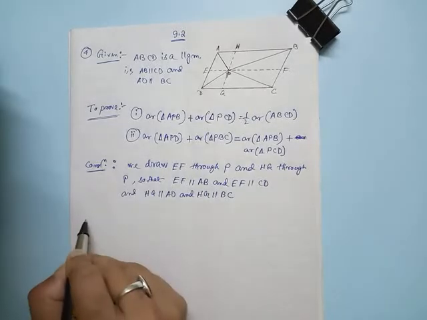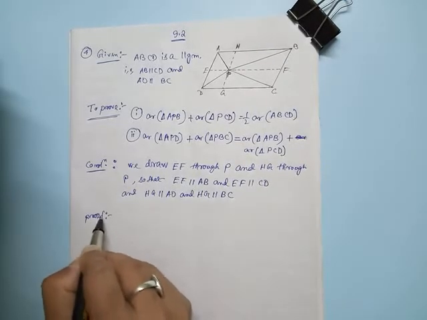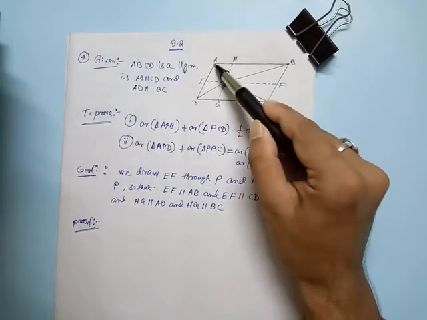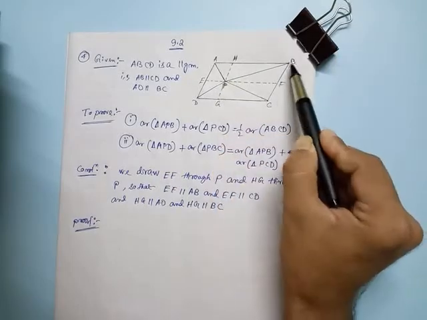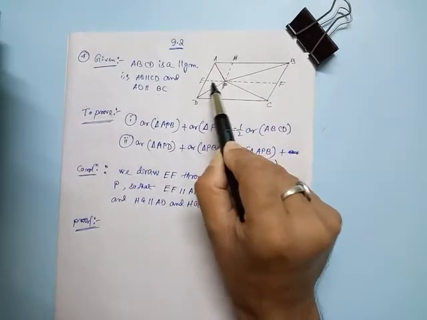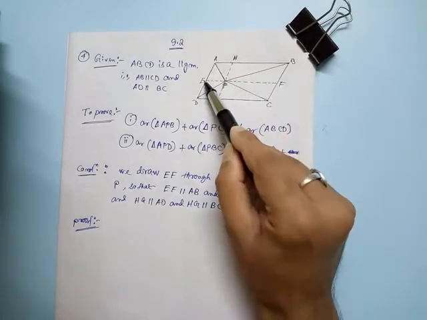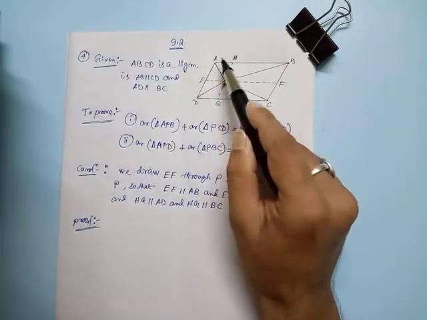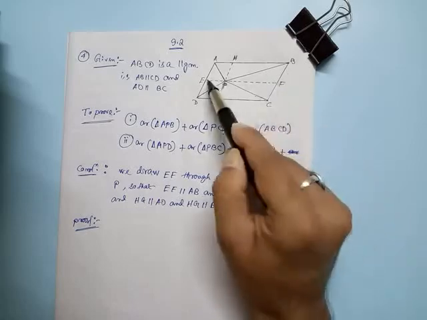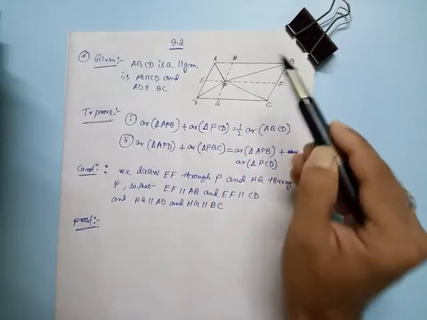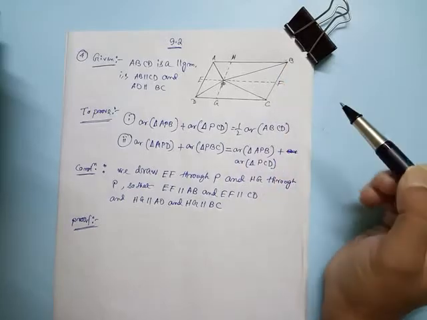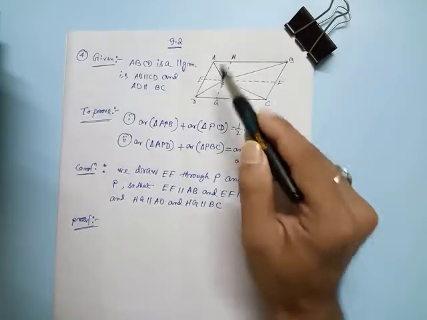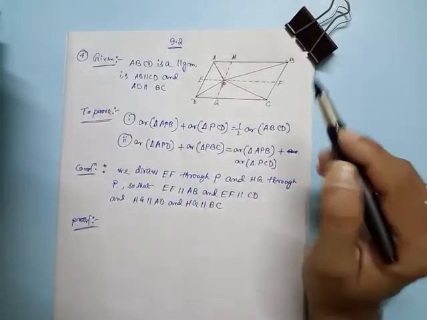Now let's have a look how to prove this one. Proof. Now student, look, in triangle APB and ABFE, after drawing this line, ABFE is a parallelogram and APB is a triangle. So here in triangle APB and ABFE, AB is the common base and EF and AB are parallel. So area of triangle APB equal half area of ABFE. Now I will write this one here.